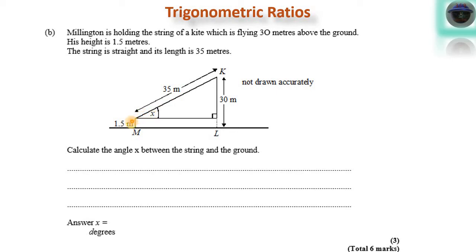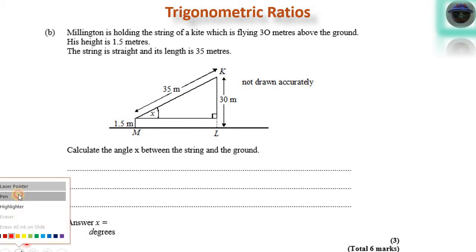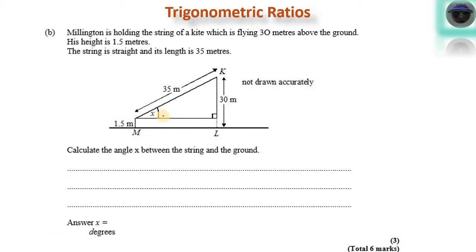So if I were to extend the string to the ground, the angle that this string will make with this ground will actually be the same as this angle here, because they will be corresponding angles which are equal. So hope you get that clear. Nevertheless, let's look at how we calculate the angle here.